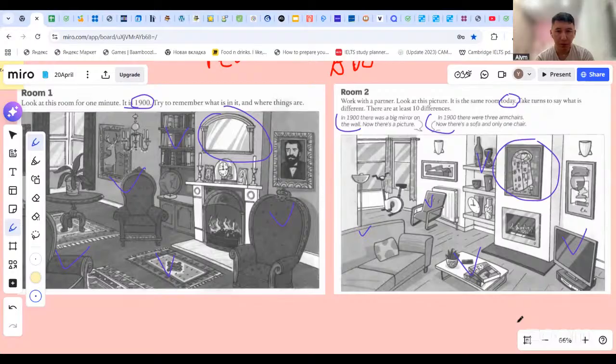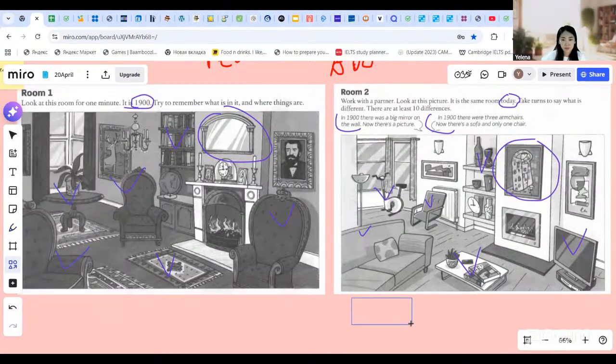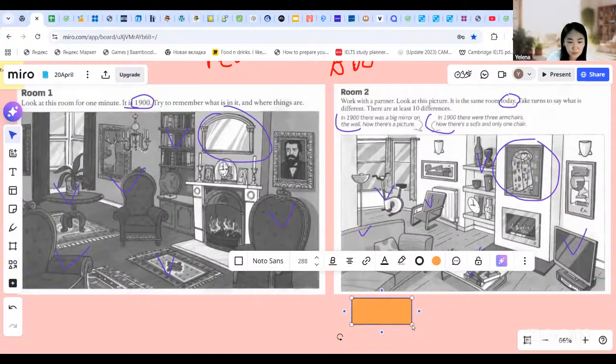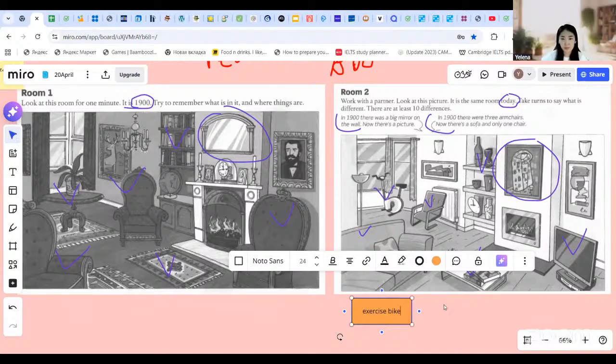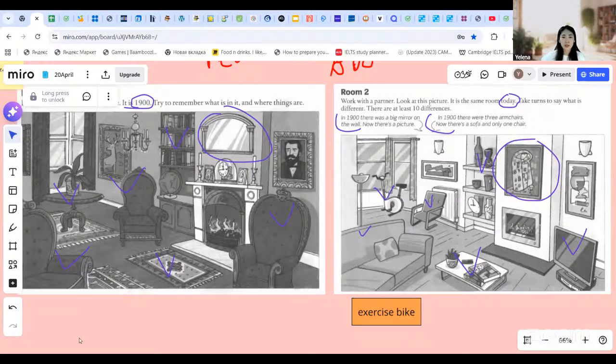In 1900s there was a table near the window, and now there is... what is this called? Exercise bike. Exercise bike. Yes. Okay. Exercise bike. Good. Anything else?